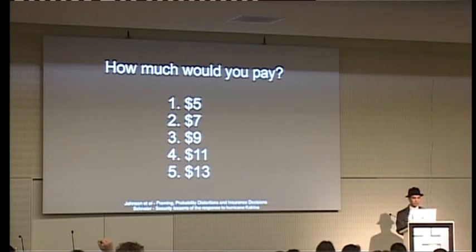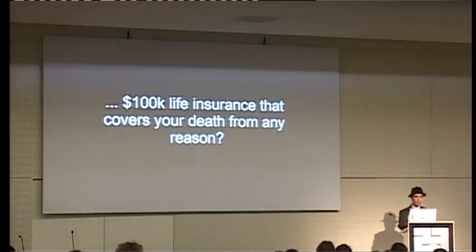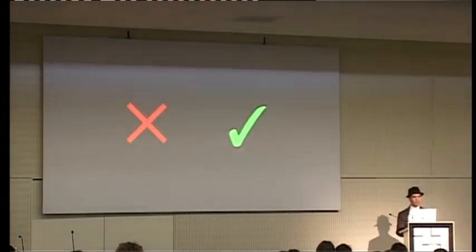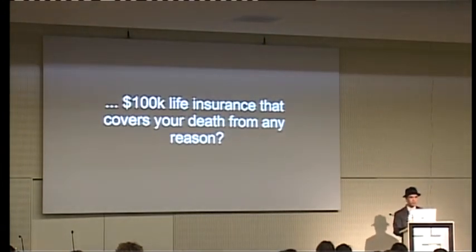So there's an interesting thing. What I showed you was this. That side got a more specific elicitation: any act of terrorism outside the green zone. The other side got a more general one. Obviously, this one covers more, but it's less specific. It's less easy to imagine. And therefore, people actually value it less, relatively speaking.